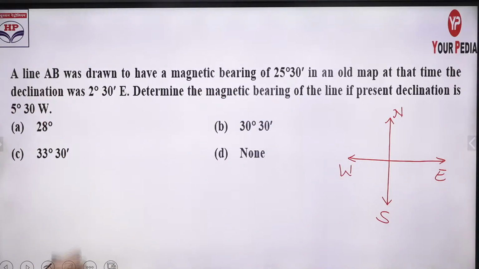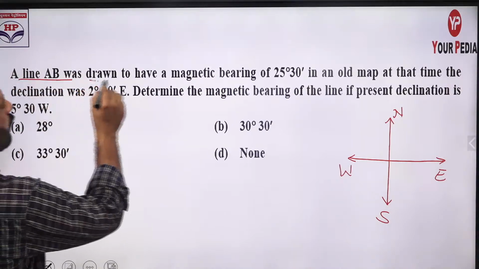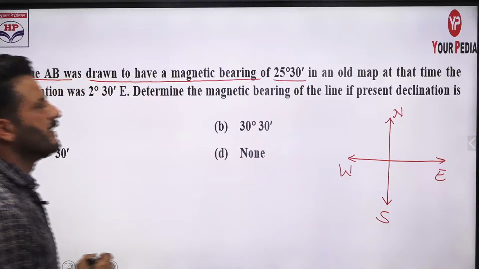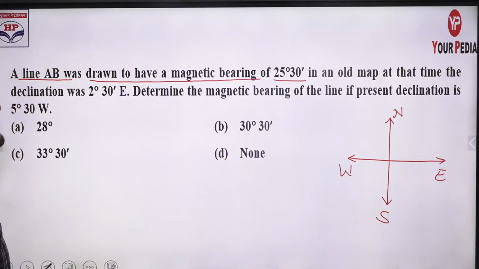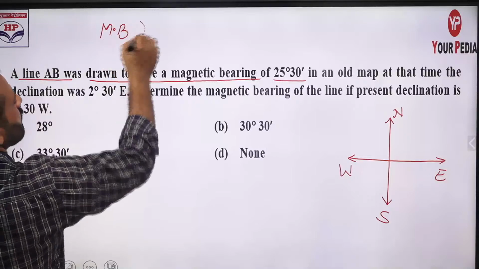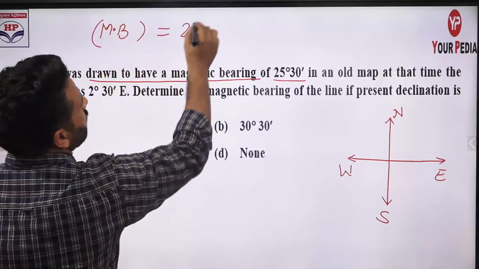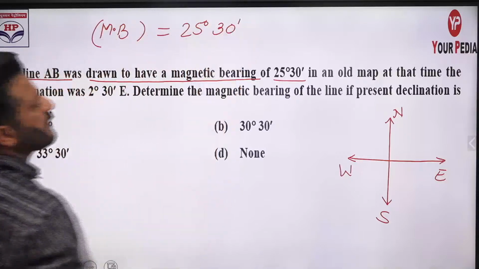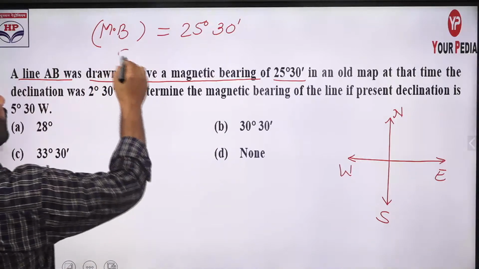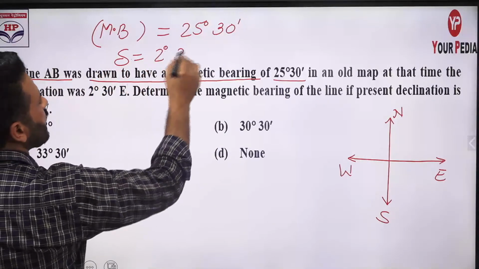Now, what is the question? A line AB was drawn to a magnetic bearing of 25 degree 30 minute. So magnetic bearing is measured with respect to the magnetic meridian. So the magnetic bearing of the line was 25 degree 30 minute. This is given to us in an old map. At that time, the declination was 2 degree 30 minute east.